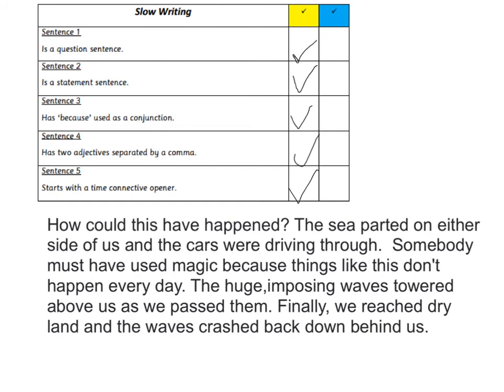And what you usually end up with when you follow the structure of the slow write, no matter what it is you're writing about, is a paragraph of work that you're quite happy with and sounds quite good. So the whole thing is: how could this have happened? The sea parted on either side of us and the cars were driving through. Somebody must have used magic because things like this don't happen every day. The huge, imposing waves towered above us as we passed them. Finally, we reached dry land and the waves crashed back down behind us.